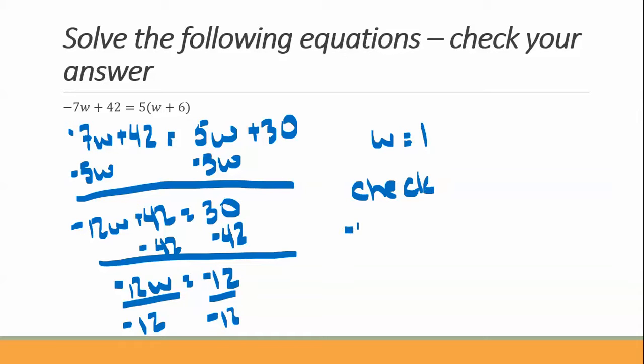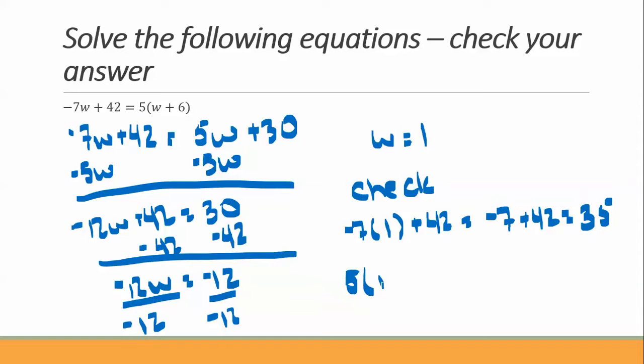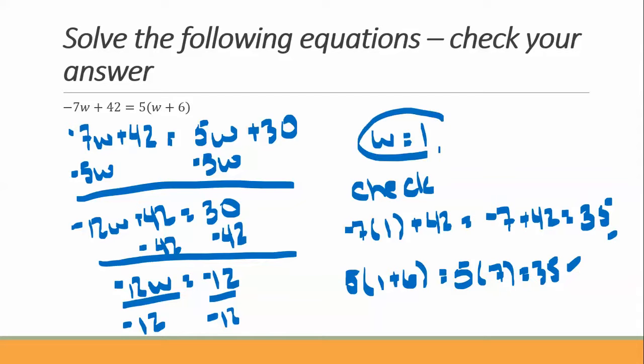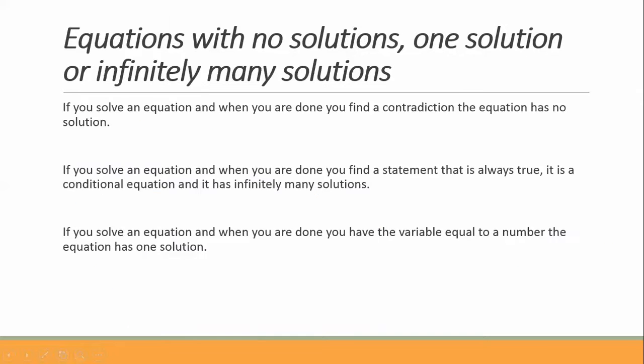Checking in the first side, we have negative 7 times 1 plus 42. So that's negative 7 plus 42, which is positive 35. Checking in the second side, we have 5 times the quantity 1 plus 6. You don't have to distribute now. We have order of operations, so that's 5 times 7, which is 35. So both sides are equal, so w equals 1 is our solution.